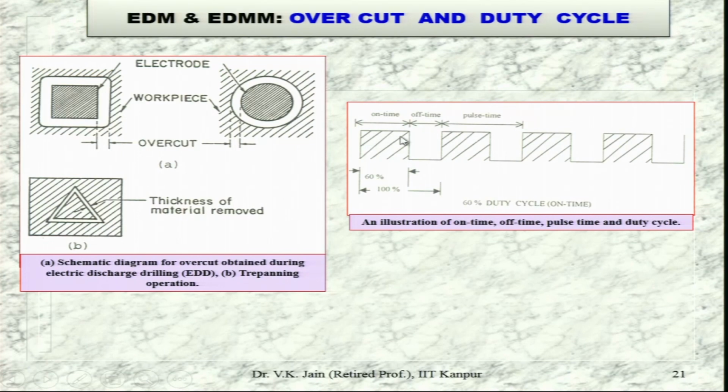On time, this is the on time for square pulses, and this is the off time. This is the pulse time. On time plus off time becomes the pulse time, and this on time divided by pulse time, that will give you the duty cycle. So, here it is the 60% duty cycle.